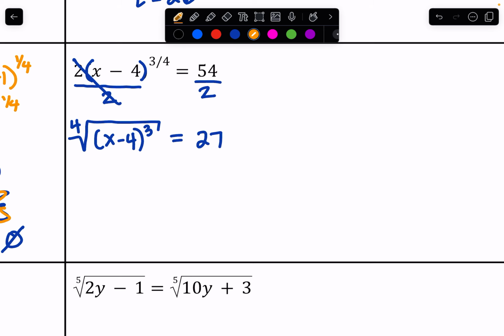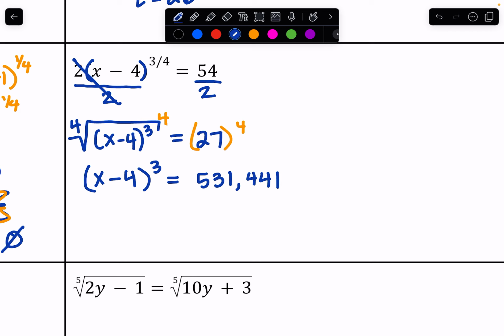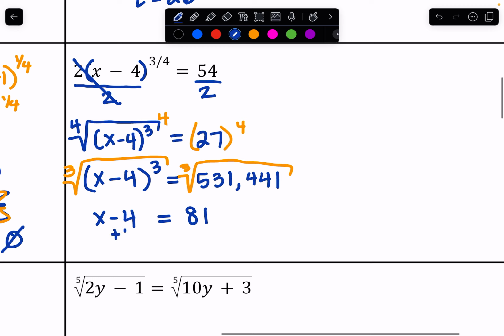So now the 4th root's on the outside, so we're going to take everything to the 4th power to get rid of that. And I'm left with x minus 4 cubed equals 27 to the 4th, which is a huge number. I had to type this in earlier, 531,441. And to get rid of the cubed, we cube root both sides. Again, I'm using my calculator. I am not doing this in my head. And I'm left with x minus 4 is equal to, the cube root of that ends up being 81. I'm going to add 4. And my potential solution is 85.